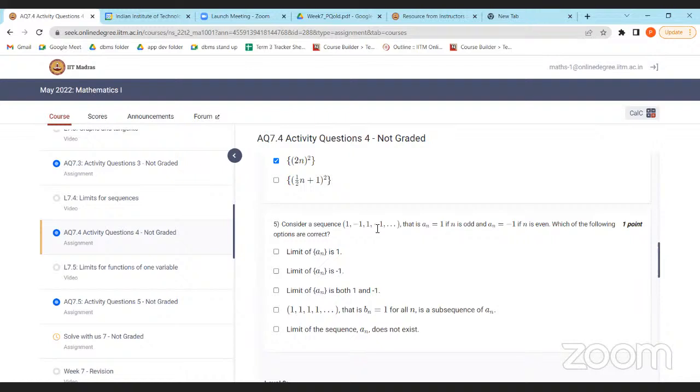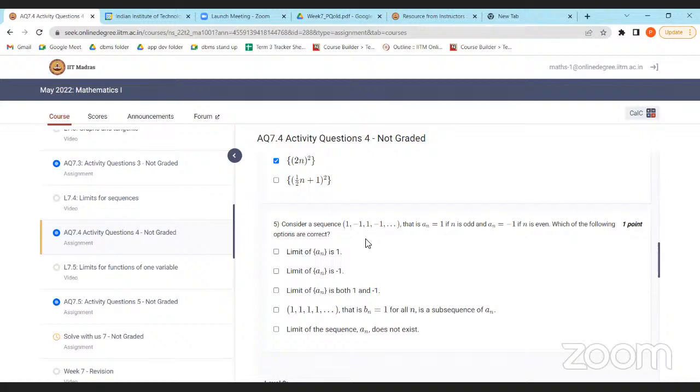Does the limit exist here? No. I didn't get that. In the lecture, this type of example was given by the professor also. In the lecture I discussed that. The last two options are correct. So does this limit exist here? No, sir. The limit of an will not exist.